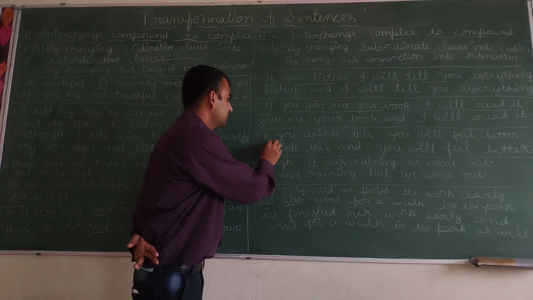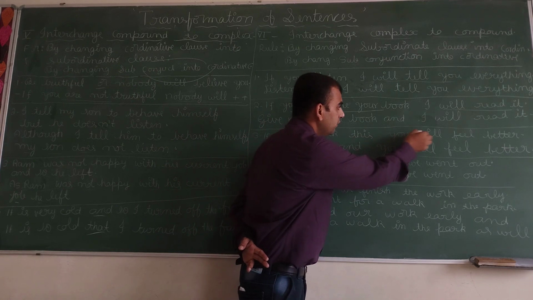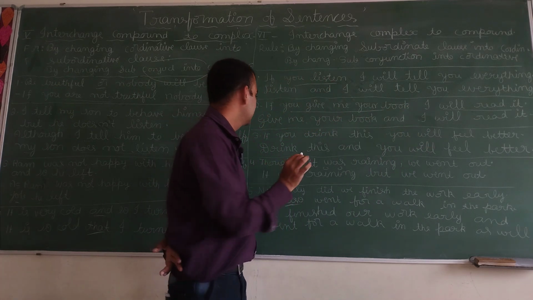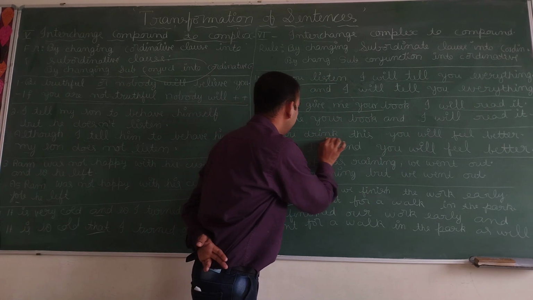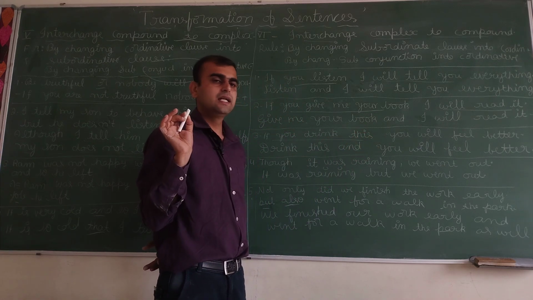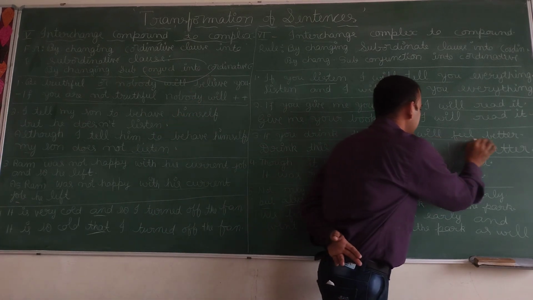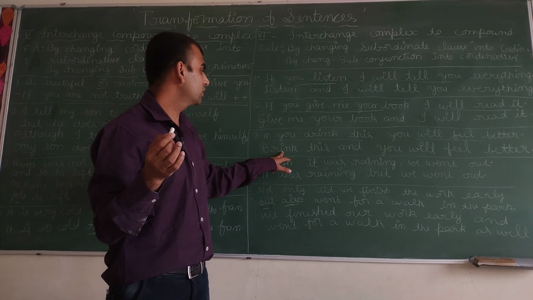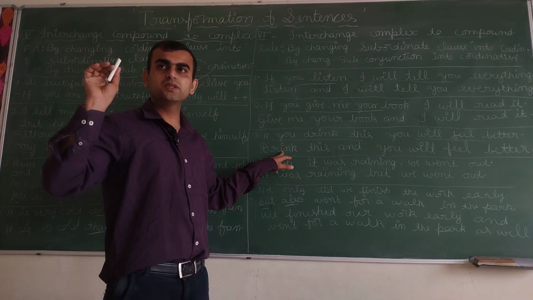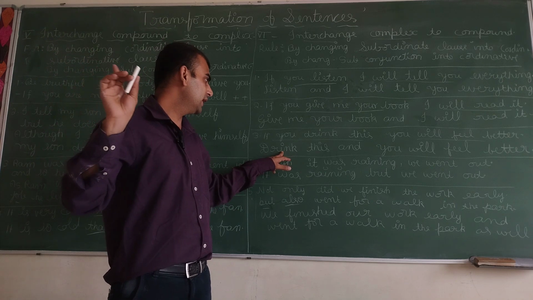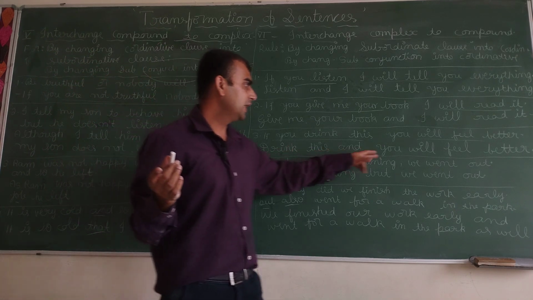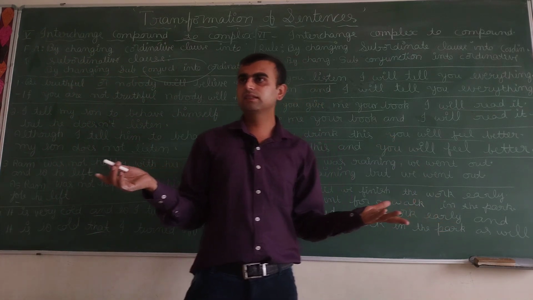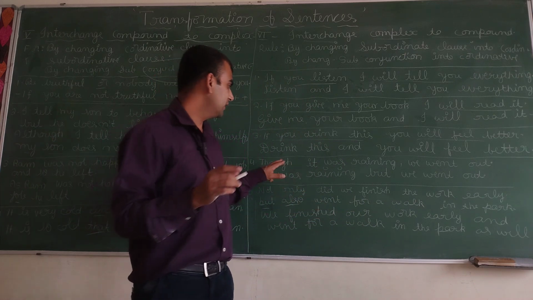Third one: If you drink this, you will feel better. "If you drink this" is a dependent clause; "you will feel better" is an independent clause. How to interchange this sentence into a compound sentence? I said in a compound sentence there must be two independent clauses. "Drink this, and you will feel better." "Drink this" is finished, and then "you will feel better."